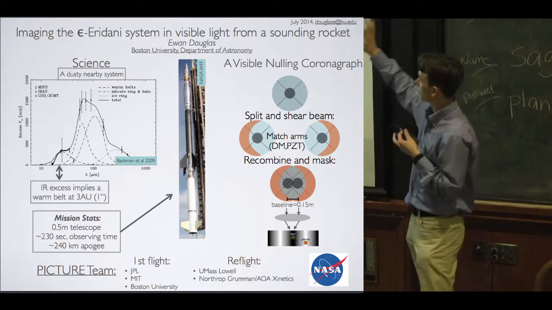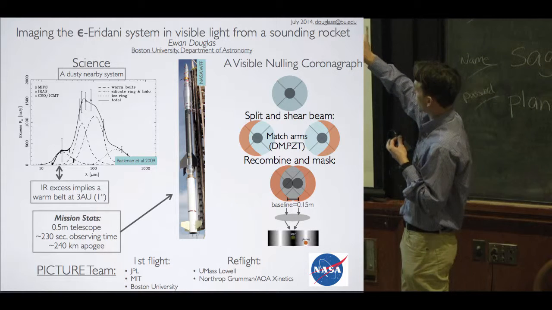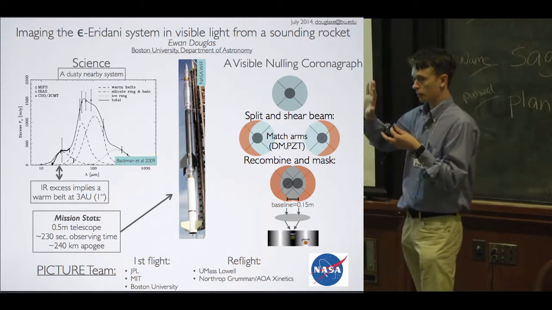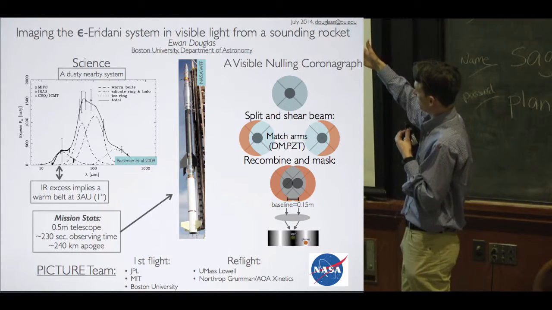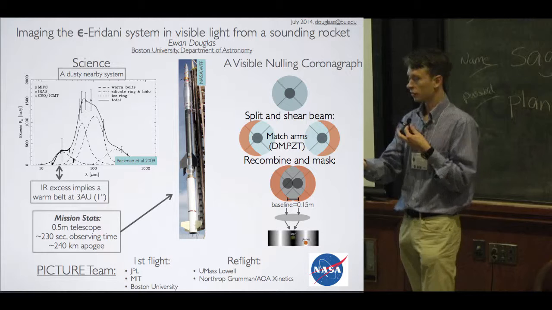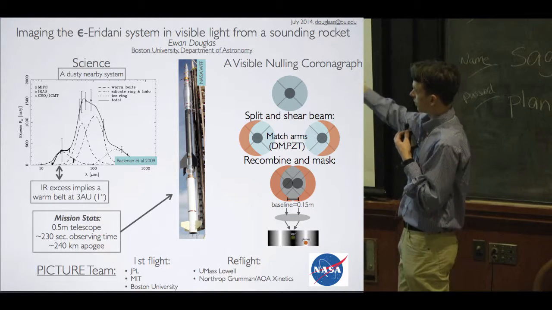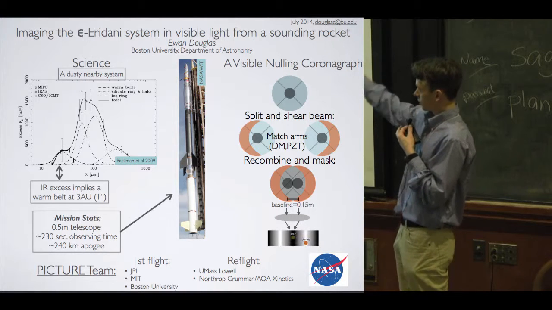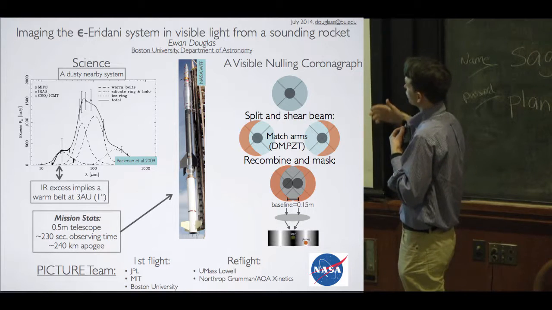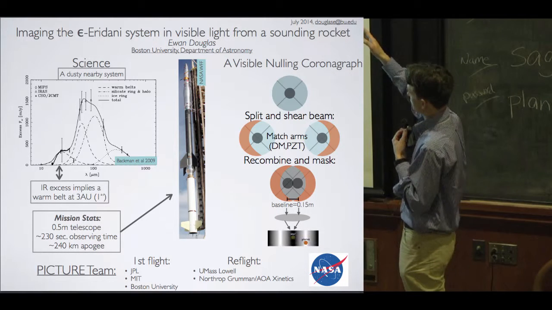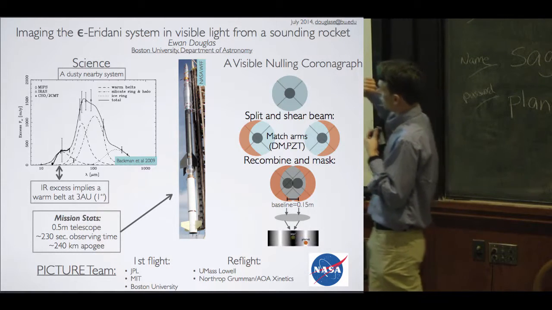So our nulling coronagraph takes a single pupil and shears it, and then offsets one arm by pi, and we get an interference pattern as if we had two telescopes, but we're using a single telescope. Epsilon Eridani is very close, and it's a very bright target, so we can get it in our 230-second observation window. We have to use a deformable mirror and a PZT to match those two arms, so we'll be testing a MEMS deformable mirror in flight.